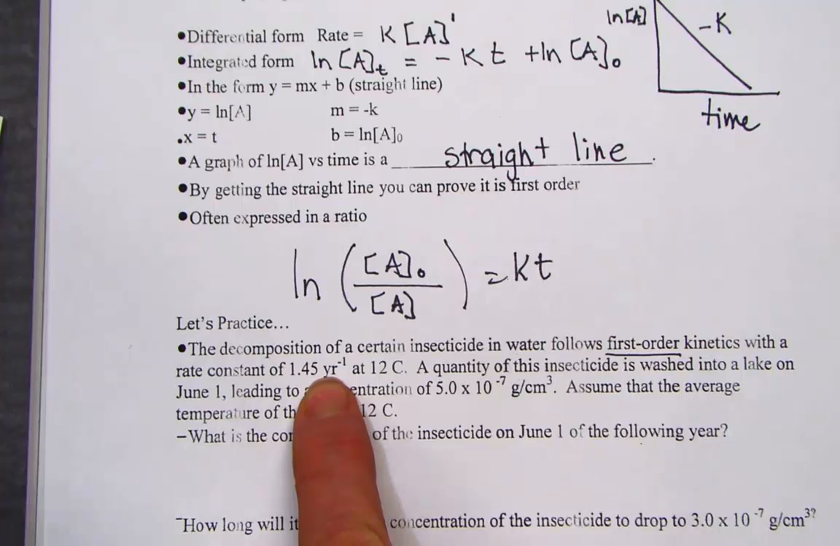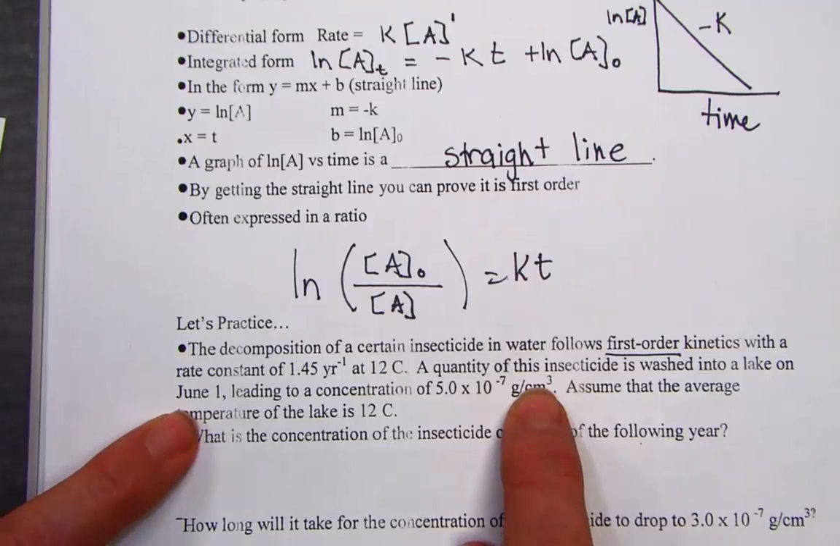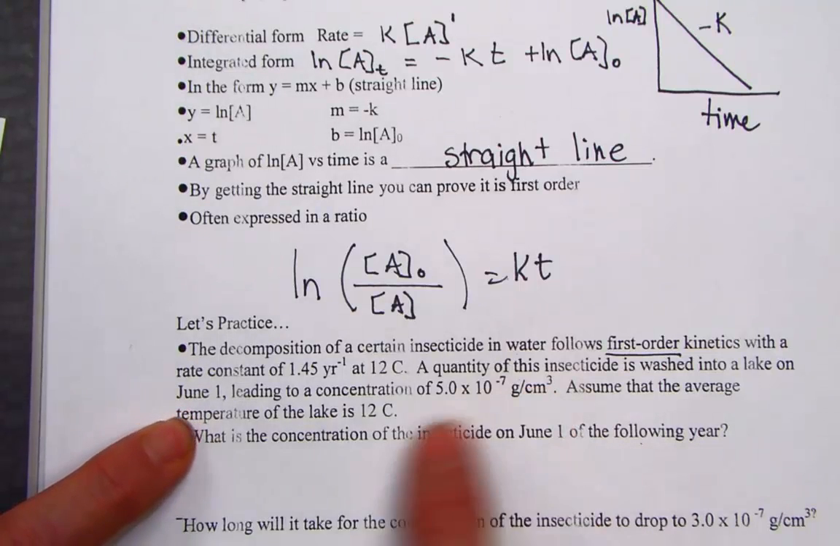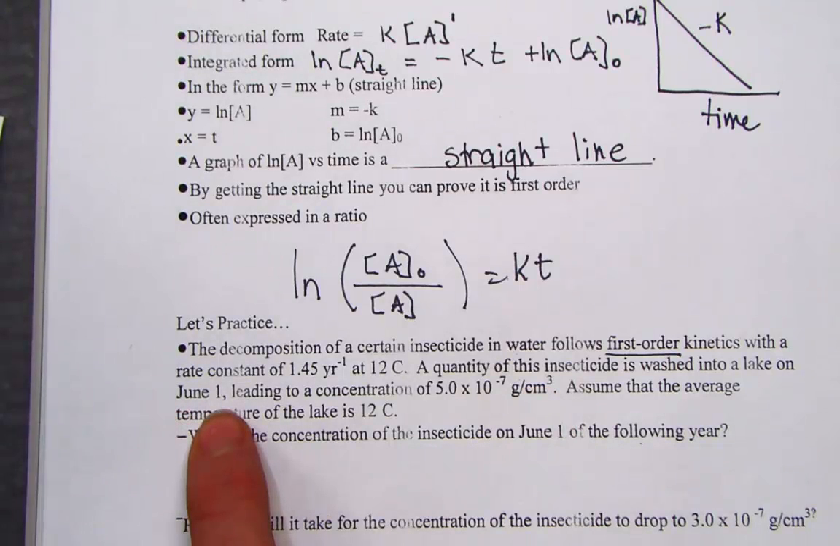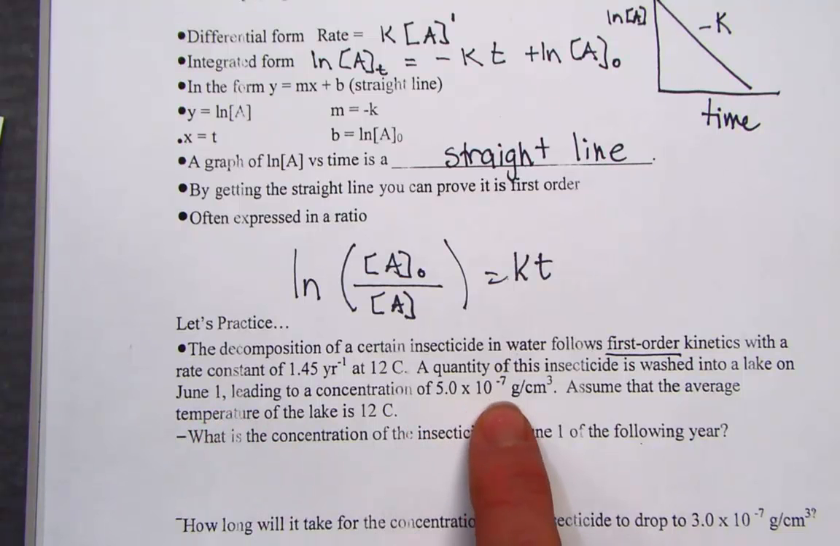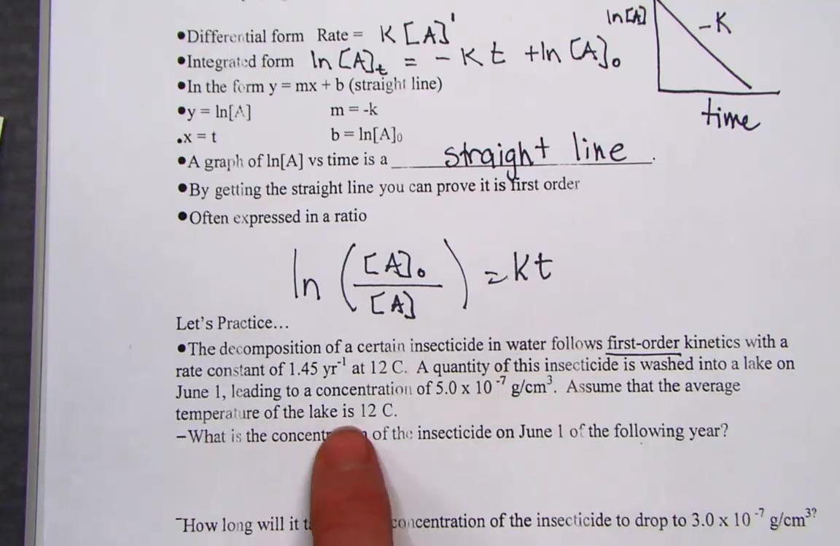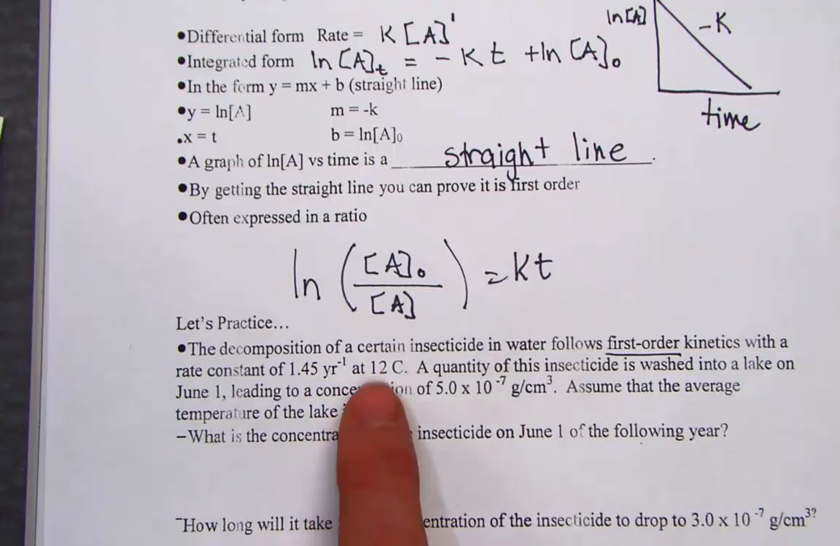1 minus 1 is 0. For first order, it doesn't show up. And the temperature is 12 degrees Celsius. A quantity of this insecticide is washed into a lake on June 1st, leading to a concentration of 5 times 10 to the negative 7 grams per cubic centimeter. Assume the average temperature of the lake is 12 degrees. They're mentioning that, so we're assured that the temperature remains constant and does not play a role in the kinetics.